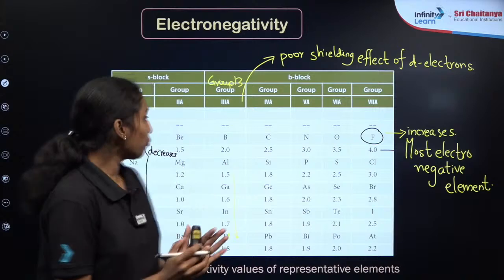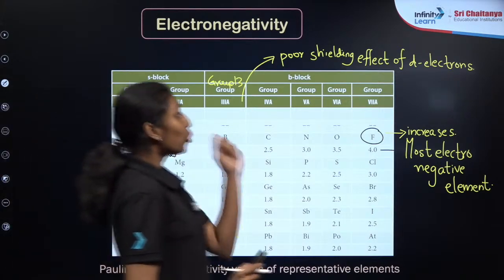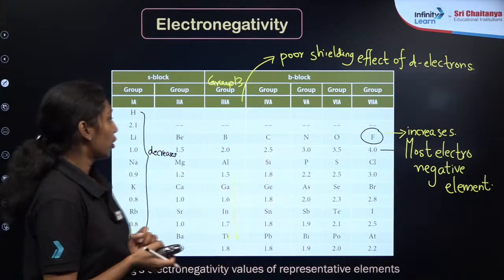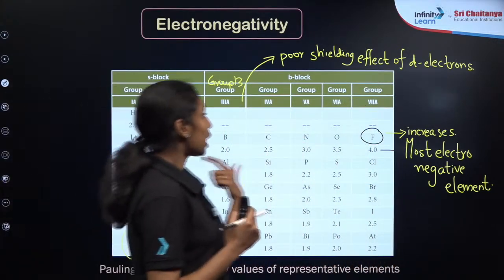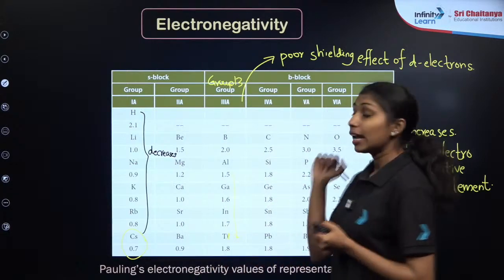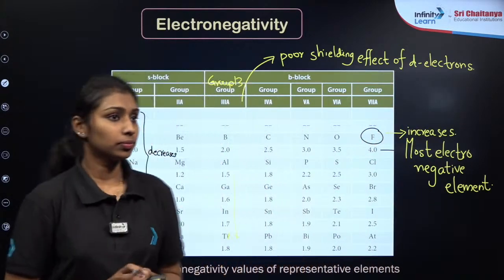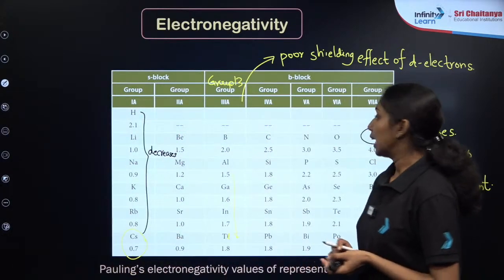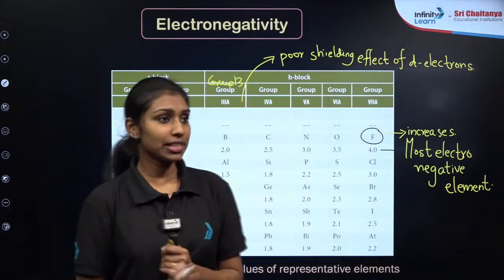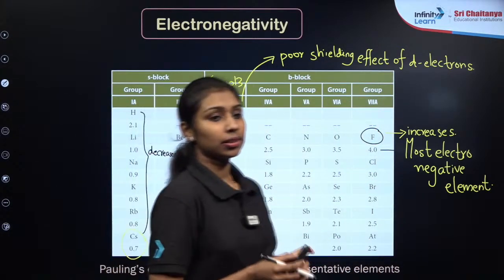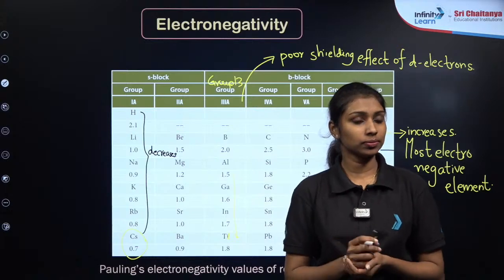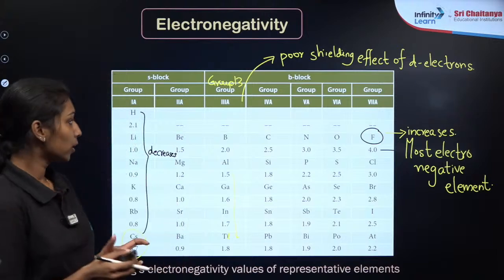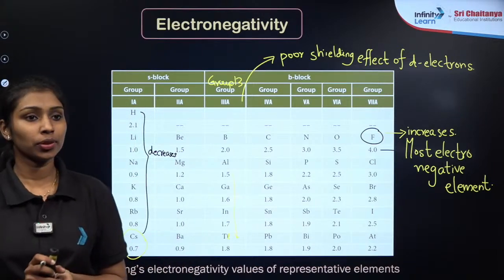Then I have a question for you. If you are considering along a period, which group of elements have the maximum electronegativity? You can check with any of the periods here. Whether it is group 13 elements, 14 elements, 15 elements, 16 elements or 17 elements. Just look into the values of electronegativity here. You will get the answer.